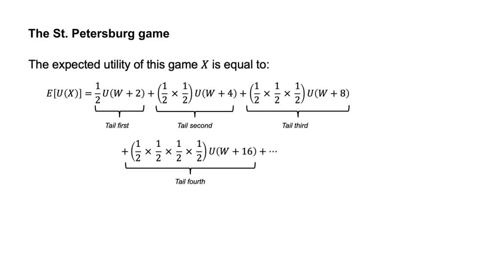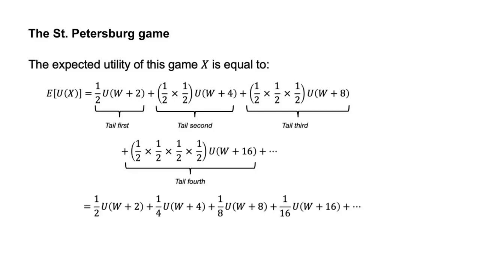Similar to the calculation of the expected value, the first term in the series captures the 50% chance of a tail on the first flip, paying $2. The second term represents the 50% chance of a head on the first flip, followed by the 50% chance of a tail on the second flip, paying $4. And so on. But here, we are using the utility function U of x.